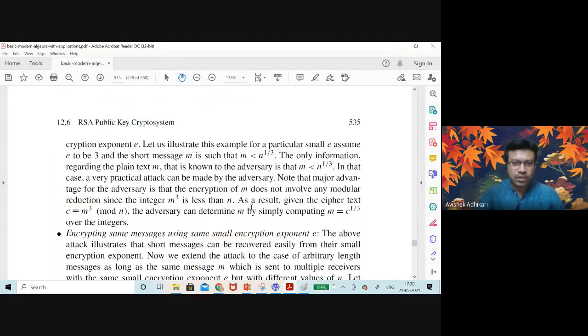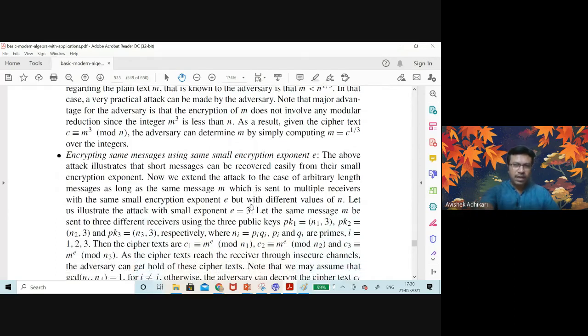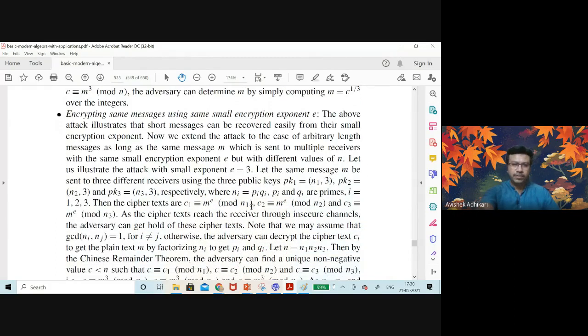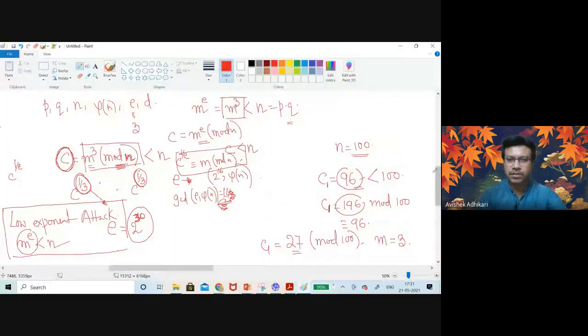Okay. So this is known as, again, the attack with small exponent, but it's a little more flexible. What it says is, now we extend the attack to the case of arbitrary length message, as long as the same message m is sent to multiple receivers with the same small exponent e, but with different values of n. So let us consider this kind of scenario.